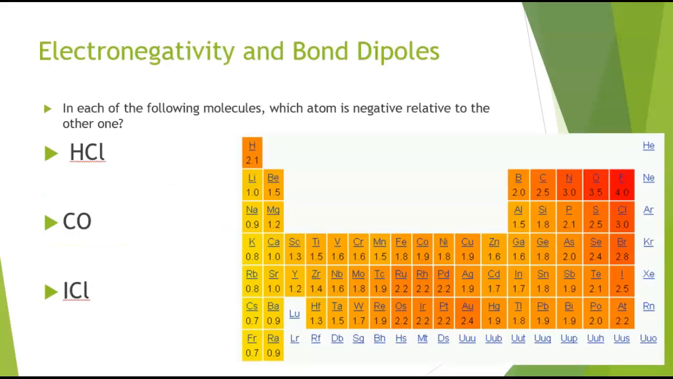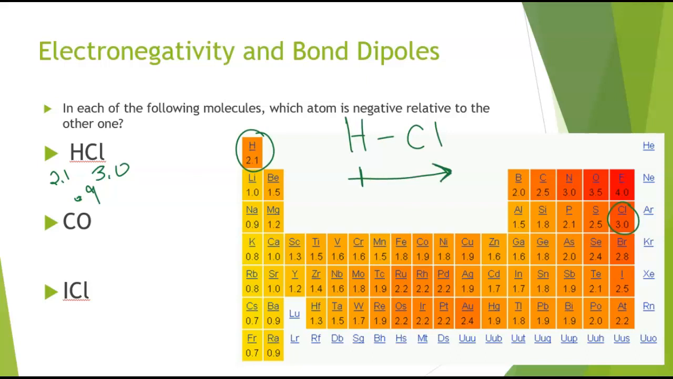If we take a look at the periodic table and use our electronegativities like we've done before, we're going to determine which atom is negative relative to the other, and we'll draw our bond dipole. For our first one, we have hydrogen and chlorine, so we have 2.1 and 3. Our electronegativity difference is 0.9. If you recall, a polar covalent bond is anything above 0.4 and 1.7 or less. So we have H bonded to Cl. The chlorine is more electronegative, so our bond dipole will look like this, and chlorine would be partially negative and hydrogen would be partially positive. Why don't you go ahead and try the other two?